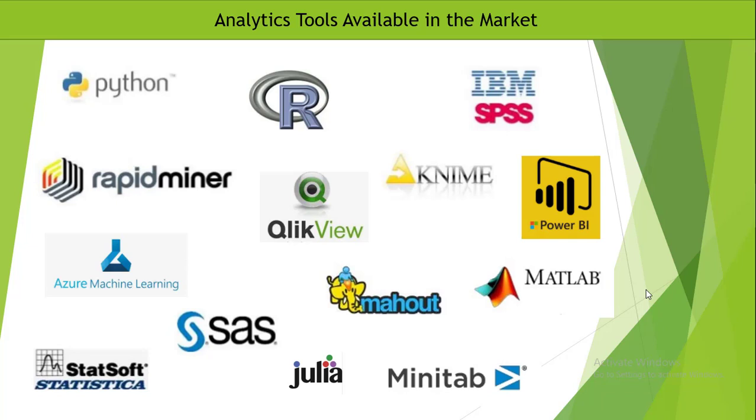Mahout is Apache's product and is again for machine learning, but here the language is different. Here the language can be Scala, can be Java. Matlab is another which is provided by MathWorks and it is again a statistical software. Julia is something which has come recently into the market and is trying to compete with Python. It's a programming language. SAS is one of the environments as well as a programming language. It offers a GUI environment. It's a product of SAS AG. Statistica is another from StatSoft and we have Minitab as well. Let's go into the detail of each of the analytics tools now.